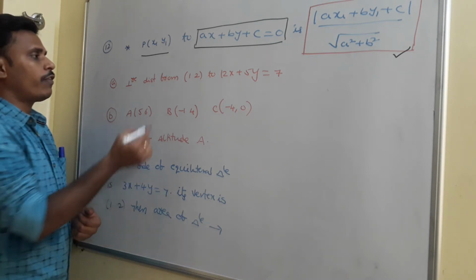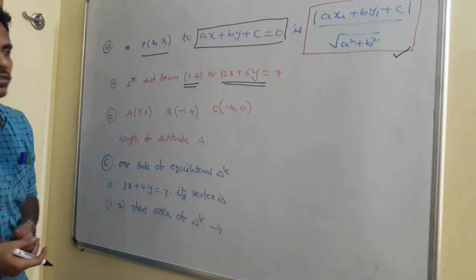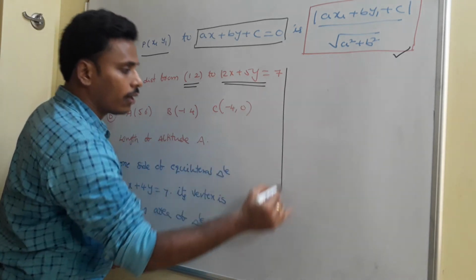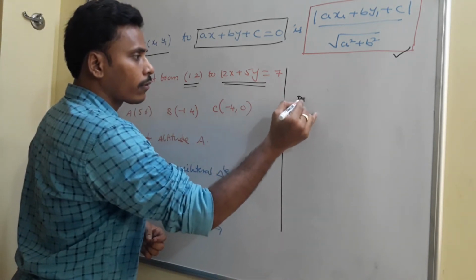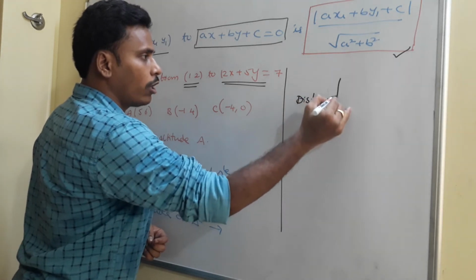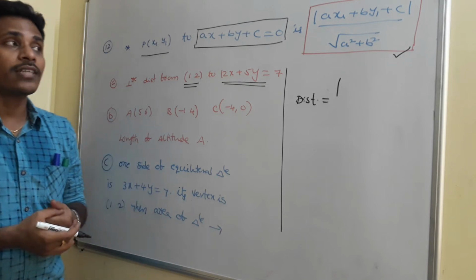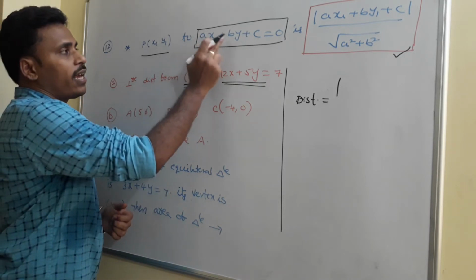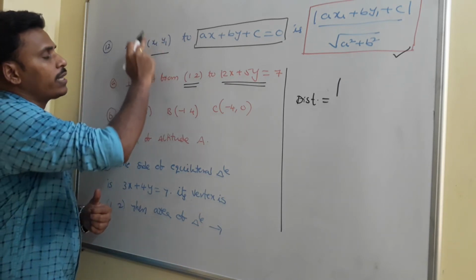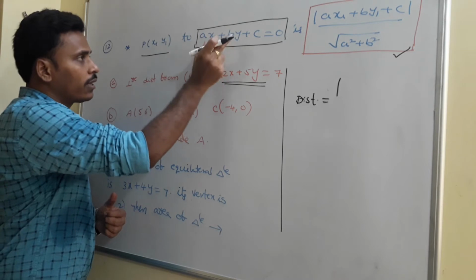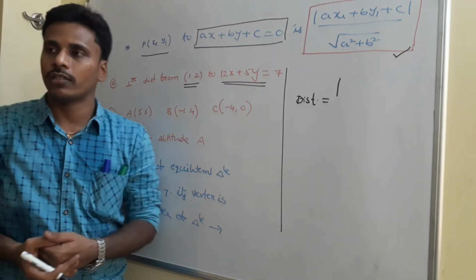The first one: the point is (1, 2) and the line is 12x + 5y = 7. The question asks us to find the distance. So the distance d is the modulus of ax1 + by1 + c. Observe it: the line is ax + by + c and the point is (x1, y1). You replace x with x1 and y with y1, then it becomes the modulus of ax1 + by1 + c divided by the root of a square plus b square.